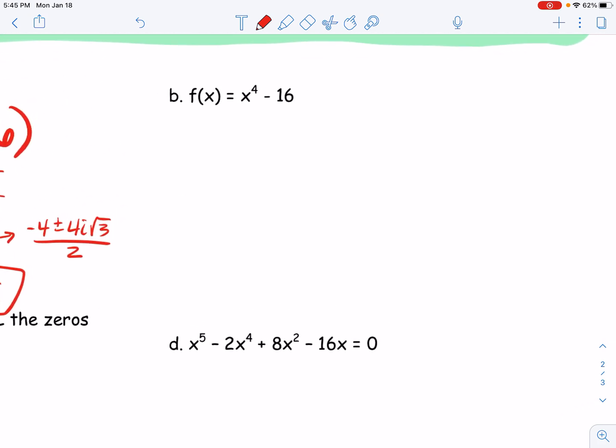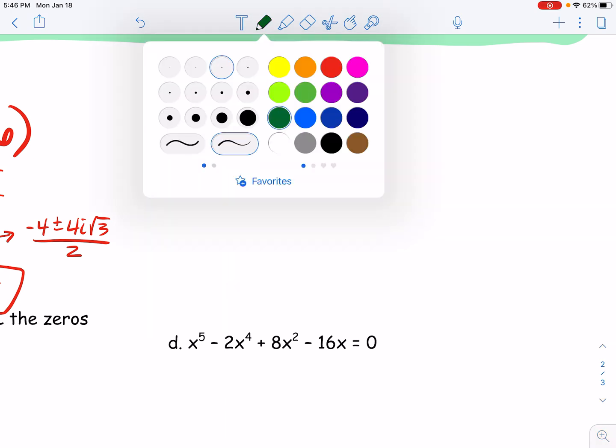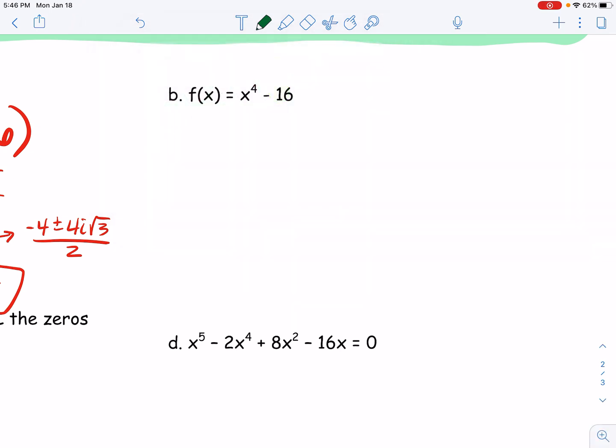All right, so then let's look at part B. We have x to the 4th minus 16. So first thing is there a GCF? No. Second thing is there are 2 terms, and we see that this is the difference of squares. x to the 4th is a perfect square. So remember the square root of x to the 4th is x squared. The square root of 16 is 4. Difference of perfect squares have a positive and a negative.